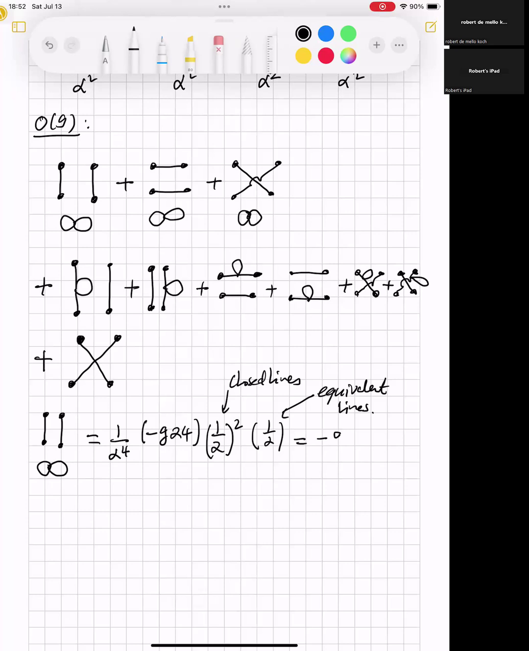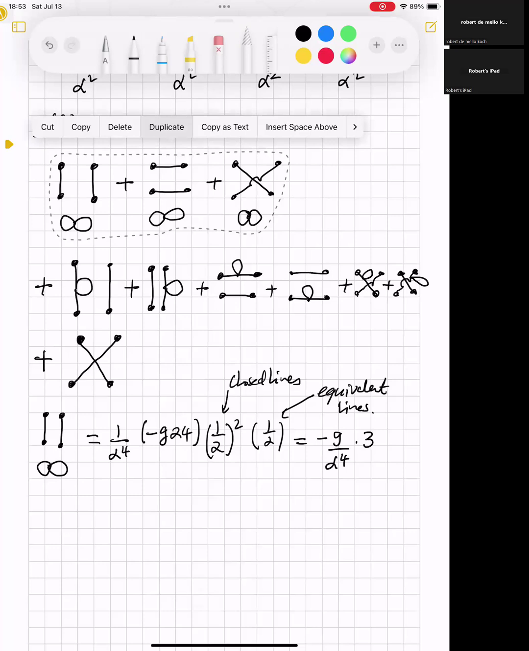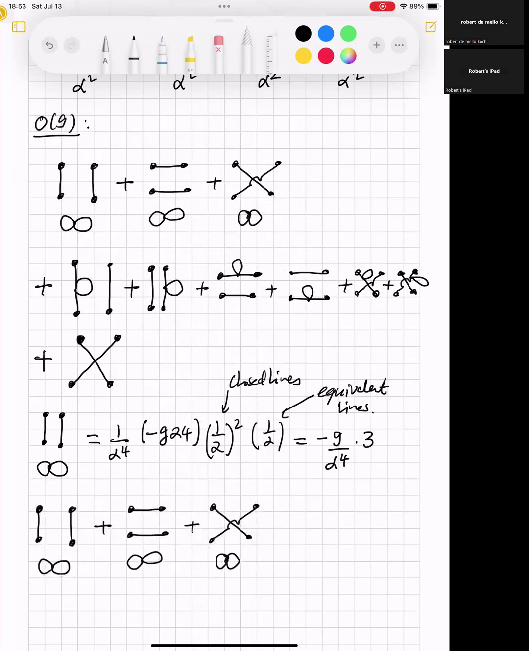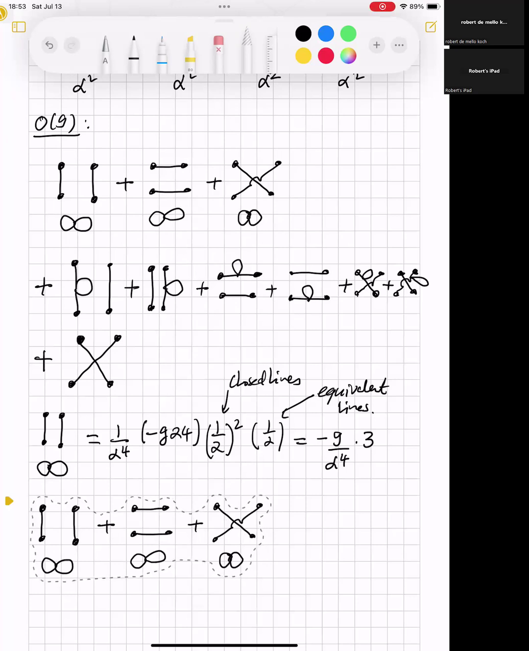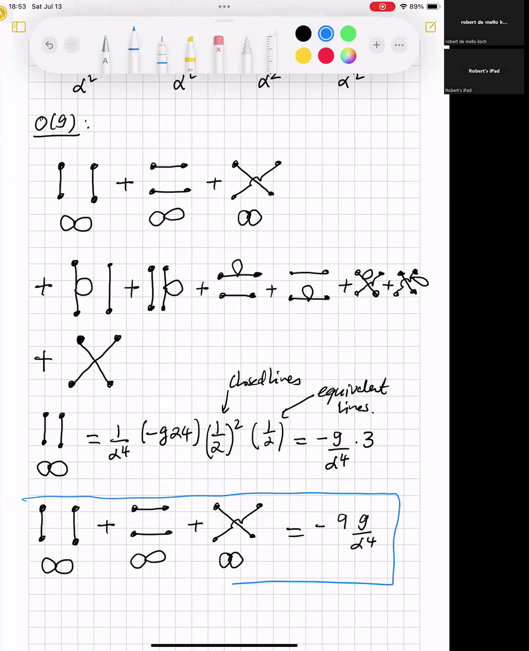So what does this give us? Well, we've got a minus g over alpha to the 4, and then we've got 24 over 8. So this will be times by 3. Okay, good. So this collection of 3 diagrams, each diagram will give exactly the contribution that we had. So this sum of these diagrams is equal to 3 times 3 is minus 9g over alpha to the 4. So here's the first result for summing those 3 Feynman diagrams. Good.